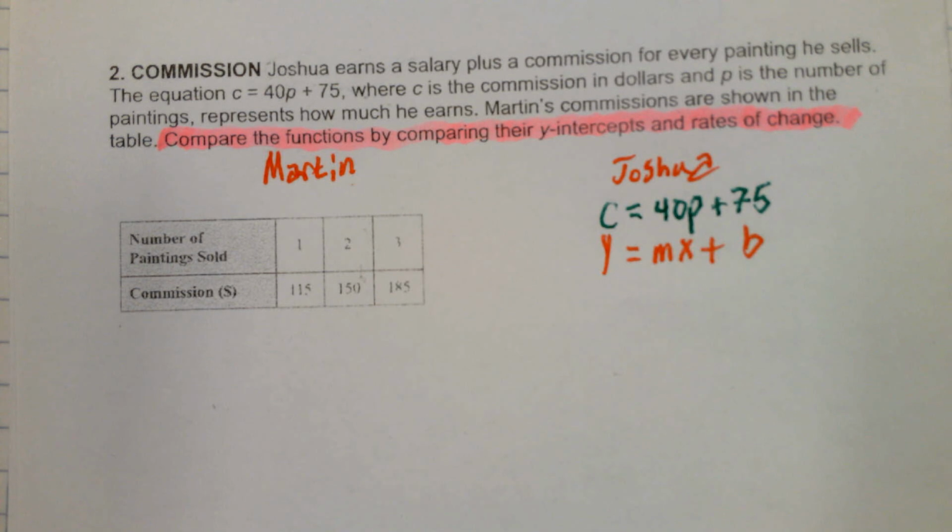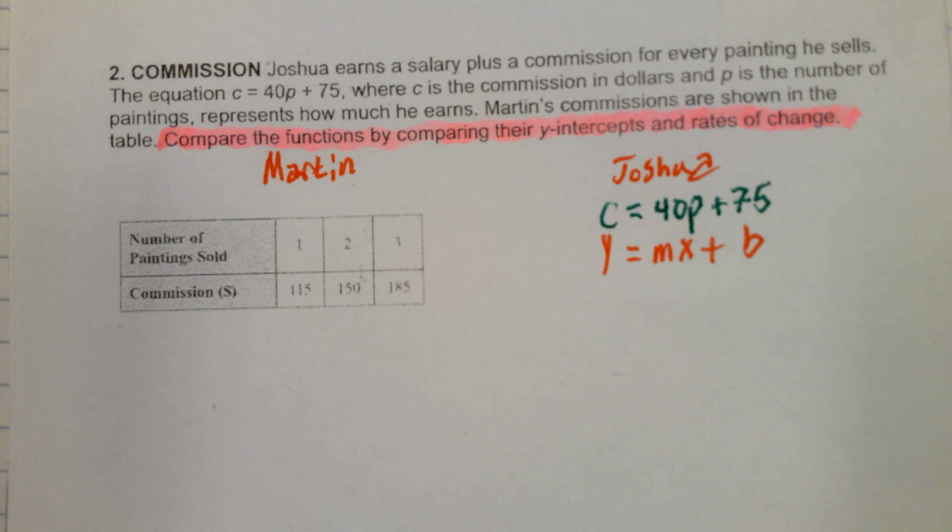So let's see if we can read this. His commission is $40 times P, which is the number of paintings. So 40 times the number of paintings plus 75. That's the money he's getting. So one of those is his commission. It's either the 40 or the 75, and the other one's going to be his salary. So is he making $40 per painting or $75 per painting? How much is he making for every painting he sells?